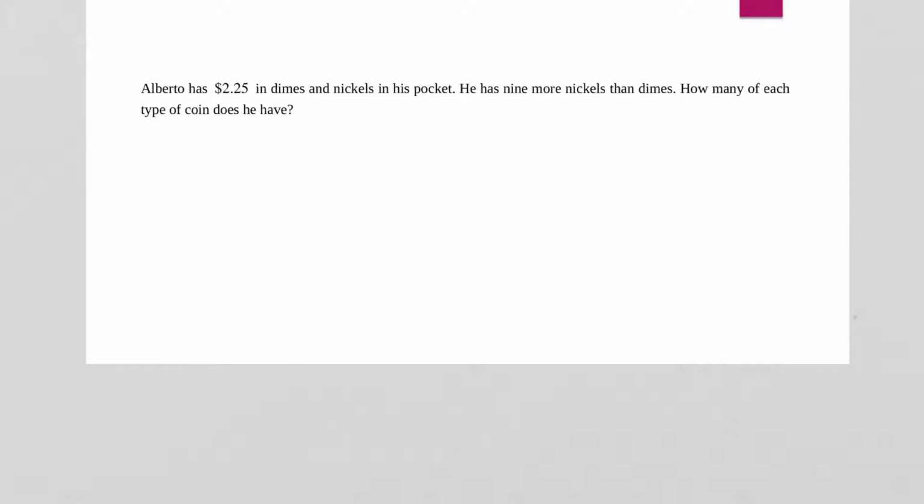Alright, so on this problem, Alberto has $2.25 in dimes and nickels in his pocket. It says he has 9 more nickels than dimes. How many of each type of coin does he have? Well, I'm going to let D equal the number of dimes. I'm going to let N equal the number of nickels.